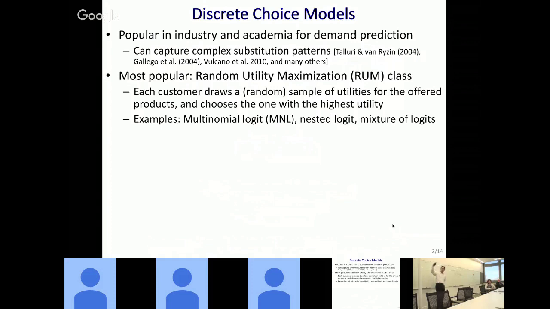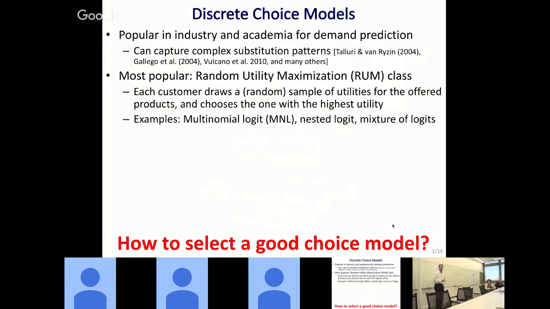And so that's sort of the setup. So we want to understand the power of this RUM class. And this is the question that motivated all of this research two or three years ago. It's something I face all the time as I work in this area: how to select a good choice model.